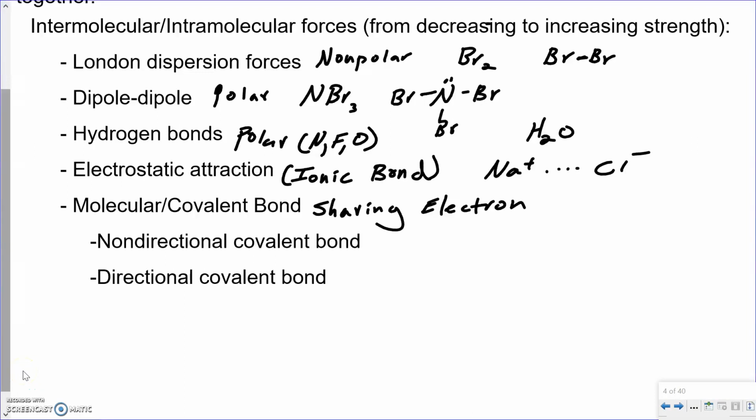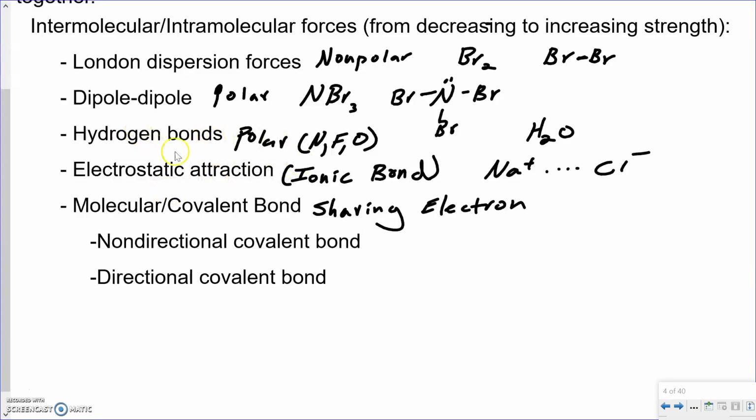Alright guys, just again to discuss our intermolecular forces, we have LDFs, which is our weakest, dipole-dipole, and hydrogen bonds, which are stereotypical intermolecular forces. Electrostatic is also a type of intermolecular force, but it is the strongest type. It is significantly stronger than our hydrogen bonds.